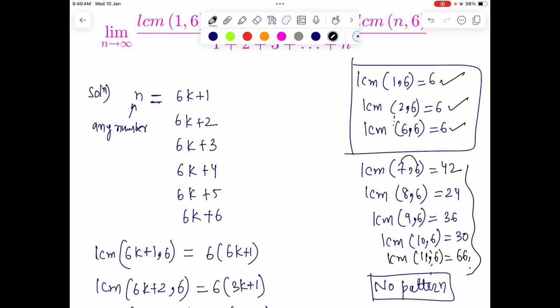Of course, there is a pattern which you have to see when you put the numbers in factored form. Because let's say when you talk about the LCM of 8 and 6, of course 8 has 2 as a factor and 6 has 2 as a factor.